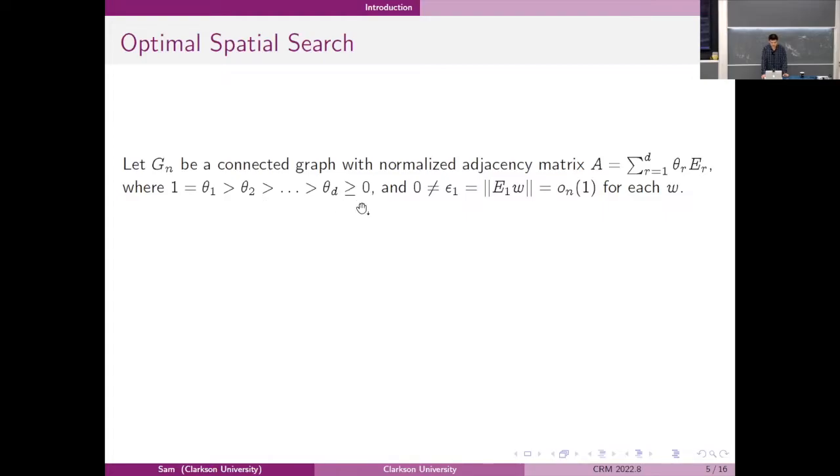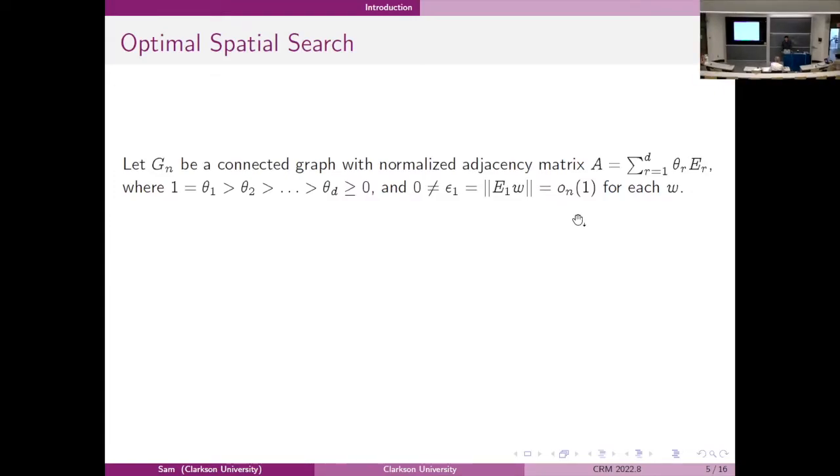In terms of the spatial decomposition, we can just label all the discrete eigenvalues. There are D of them in total. The principal eigenvalue is 1, and the smallest one can be 0 or bigger than 0. It doesn't matter. We also call the shadow epsilon. That is the projection of W onto the principal eigen subspace E1. So that's epsilon, and it's not 0, but it's sub-constant, a small o(1).